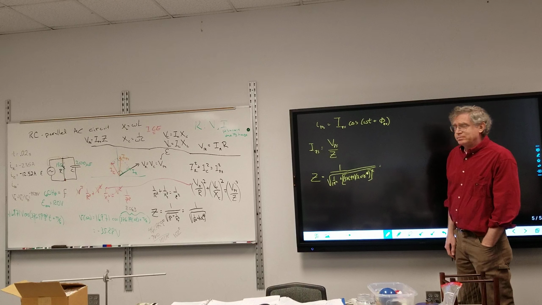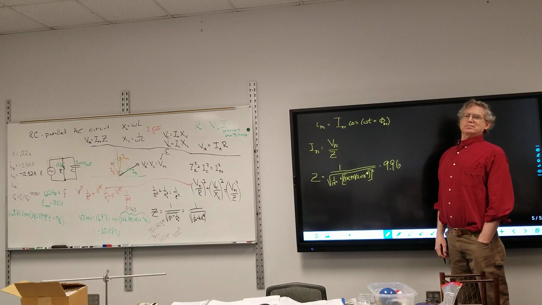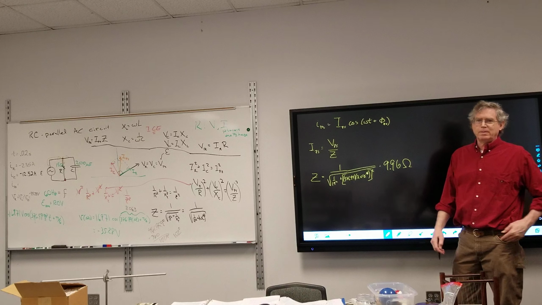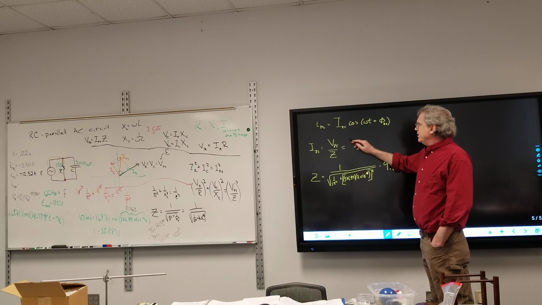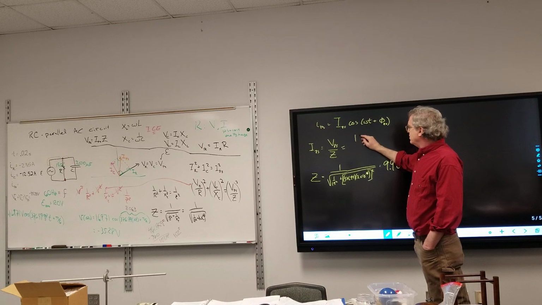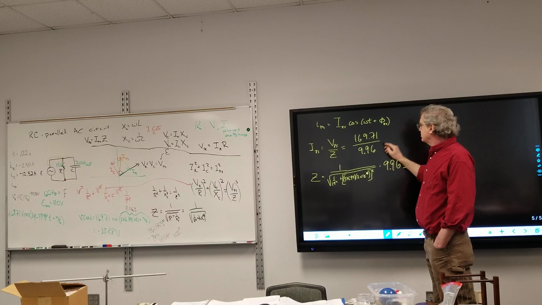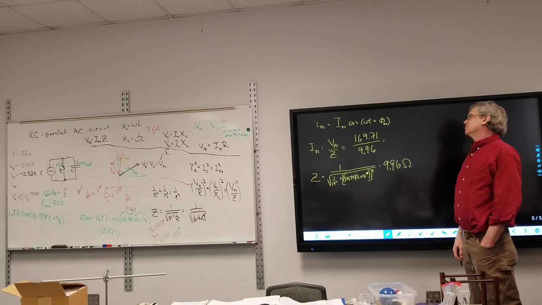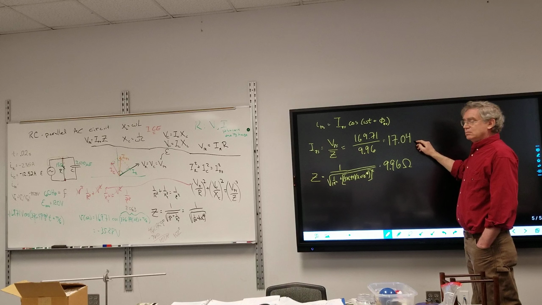Okay, so what is the impedance? I got 9.96 ohms. So my amplitude of the current coming out of the power supply is the amplitude of the voltage, 169.71, divided by 9.96. That is 17.04 amperes.